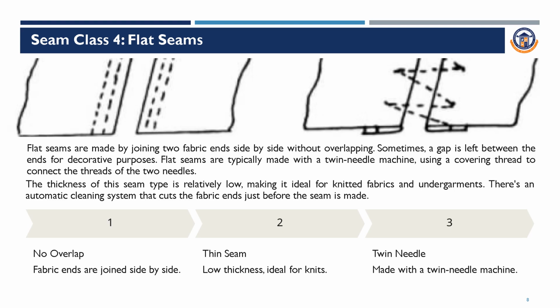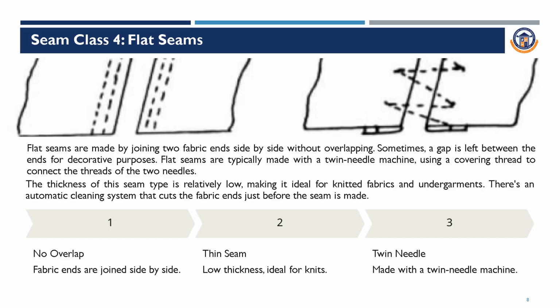Flat seams are typically made with a twin needle machine using a covering thread to connect the threads of the two needles. The thickness of the seam is relatively low, making it ideal for knitted garments and undergarments. There is an automatic cleaning system that cuts the fabric ends just before the seam is made.